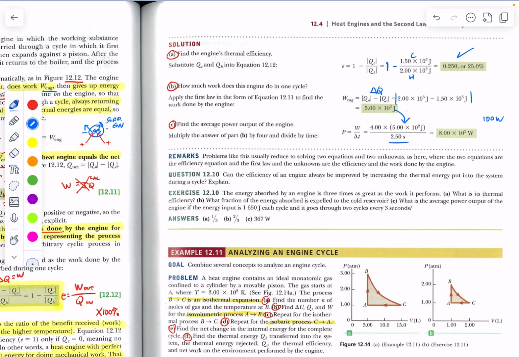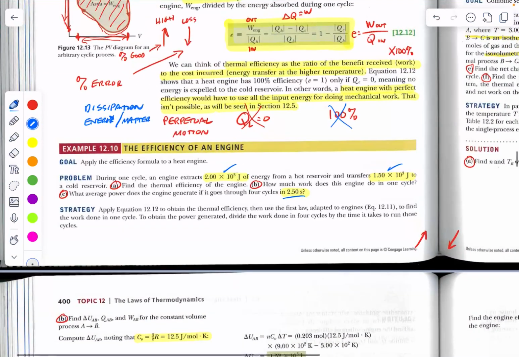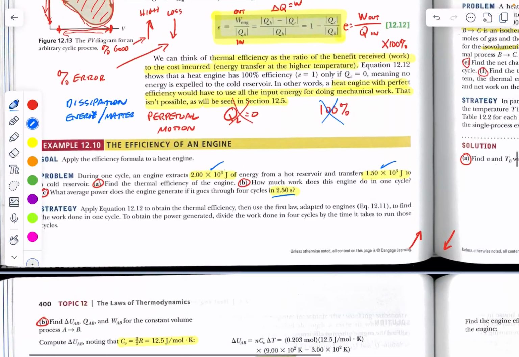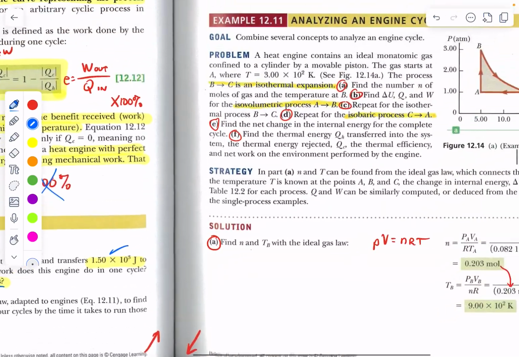I wanted to double check on something. Going through 4 cycles. I said that correctly.